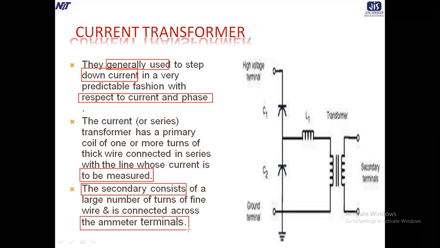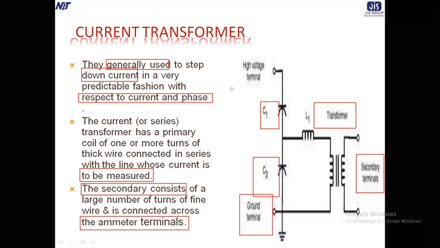So where it is connected across the ammeter terminal, this is the secondary terminal, this is the transformer, C1, C2, ground terminal, high voltage terminal.